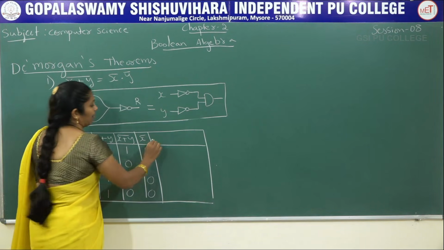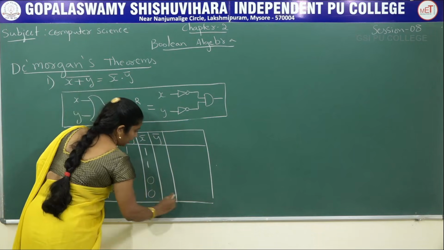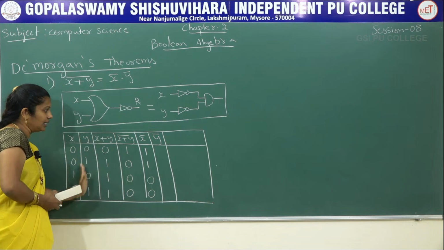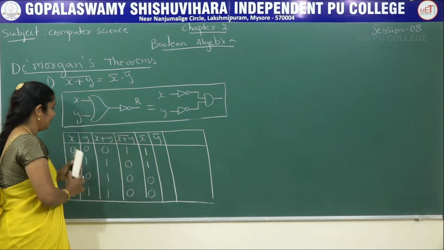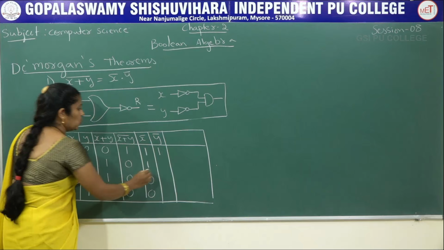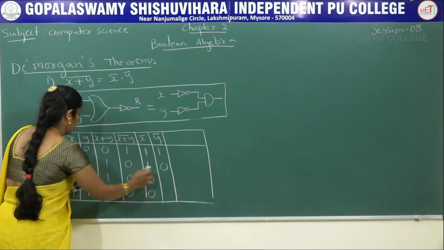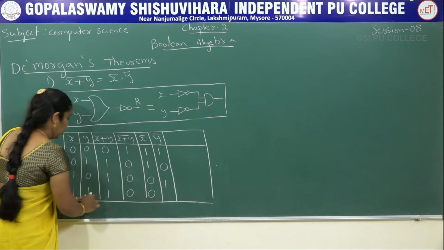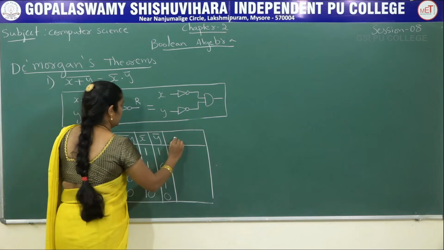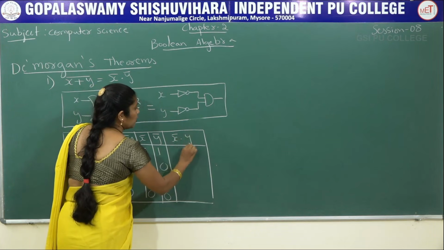Next find out y bar. In y bar, whatever column we have in y here, just negate it. Here we have 0, so here you have to write 1. 0, 1, 0, 0, 1, 1, 0. Just reverse it.